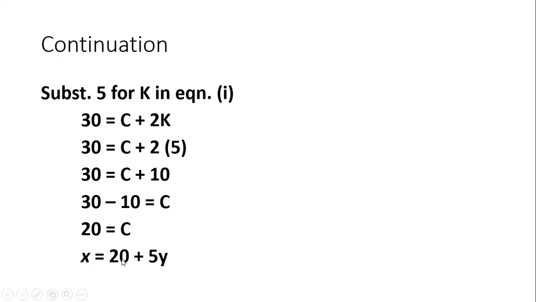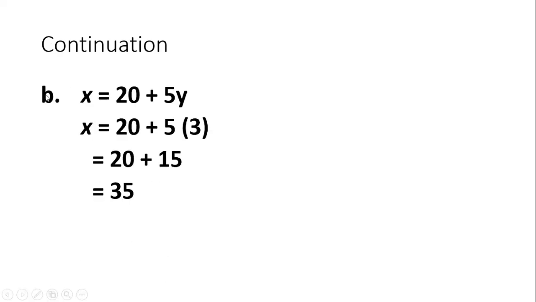Since we said we have two constants, the constant c is 20 and the constant k is 5. So we have x equals 20 plus 5y. We want to find x when y equals 3. From that equation, x equals 20 plus 5y. Since y is 3, x equals 20 plus 5 times 3. 5 times 3 is 15, and 20 plus 15 will give us 35.